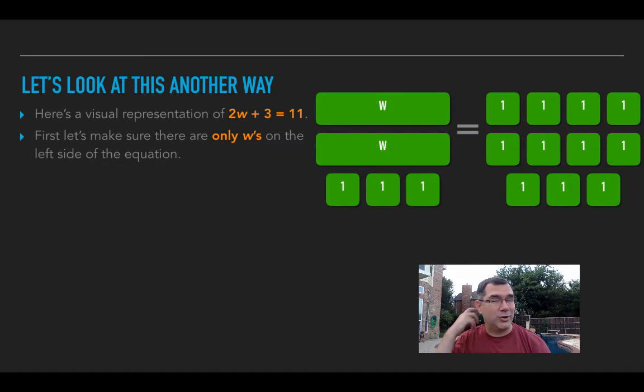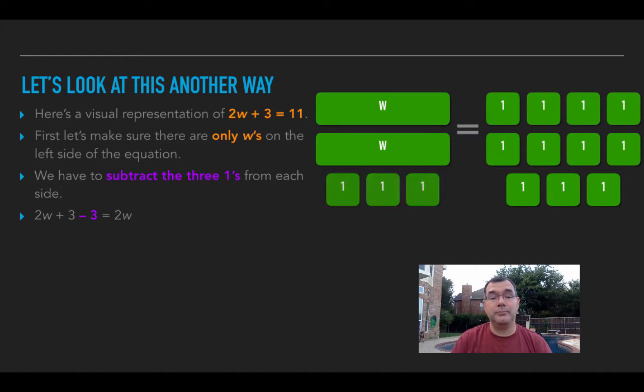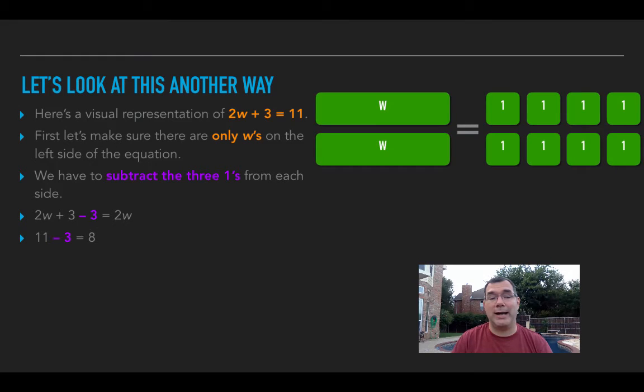So I see those extra 3 1s and I need to get rid of those. So what I do is I subtract 3 1s from the left to get rid of them, but I also have to subtract 3 1s from the right just to keep it being equal. So if I subtract 3 1s from the left, I get just those 2 w's. And if I subtract 3 from the right, I get 8 1s left over.